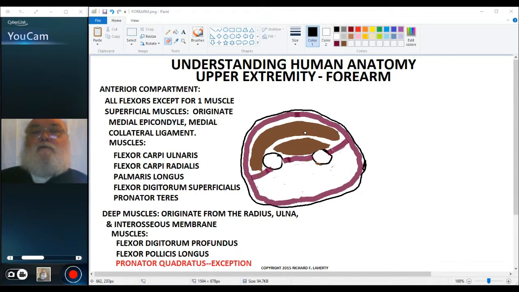Welcome back to our discussion of the forearm muscles in understanding human anatomy. In the previous video, we discussed the muscles of the anterior compartment of the forearm. In this video, we'll discuss the muscles of the posterior compartment of the forearm.